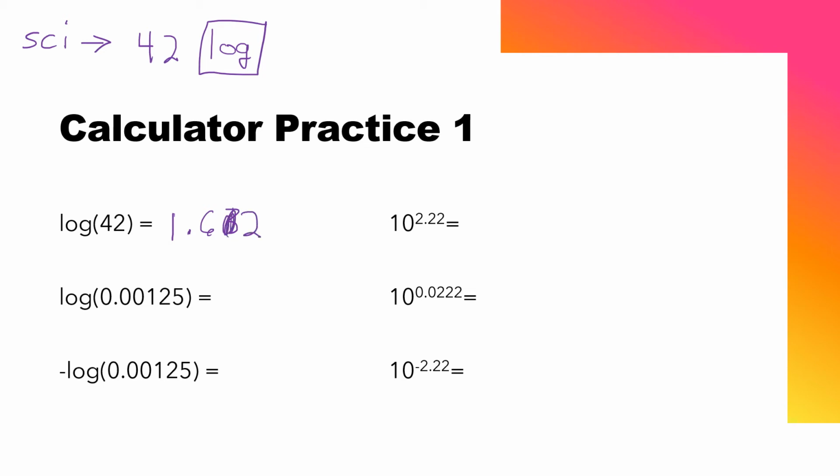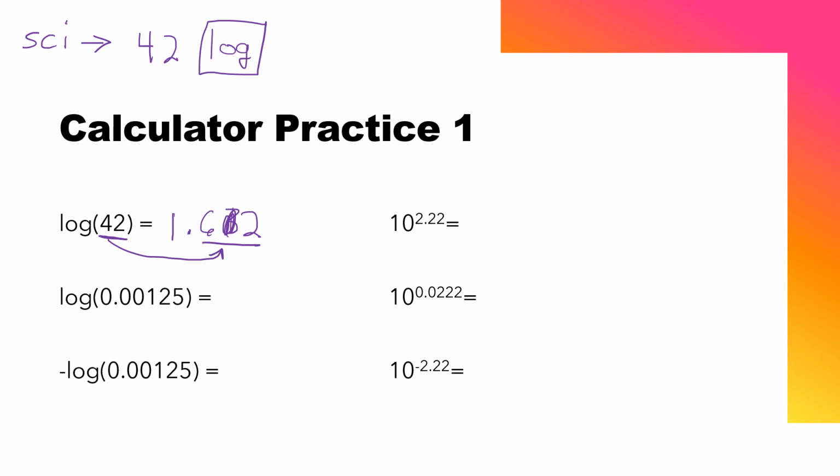I'm not going to obsess about significant figures in logs right now. For those of y'all who are very interested in significant figures, whatever number you're taking the log of, you count how many sig figs it has. So 42 would have 2 significant figures, and then that becomes the number of decimal places in your answer. So 2 decimal places because the 42 had 2 sig figs.